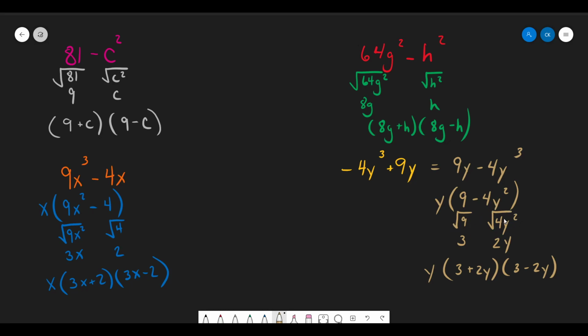Take the square root of both of these, so the square root of 9 is 3. The square root of 4y squared is 2y. And then I take these and put it as 3 plus 2y and 3 minus 2y. But I can't forget about the y in front.